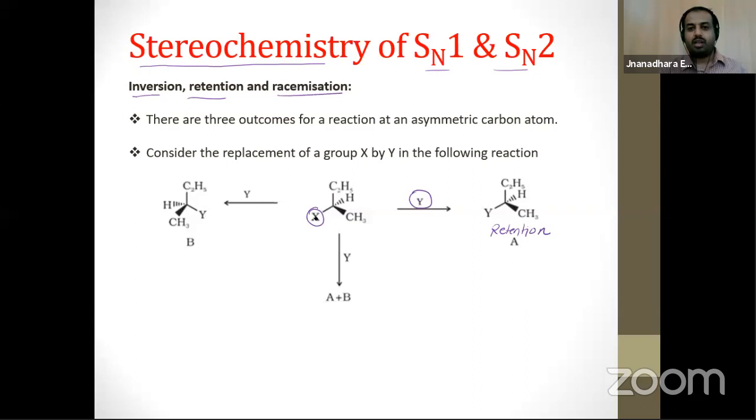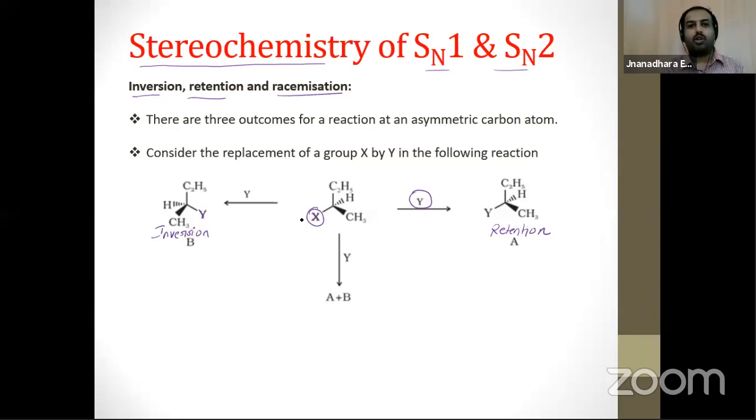Nucleophile Y takes the same place as X relative to the other three. Whereas look at the other option, compound B. Nucleophile Y takes a position opposite to that of B. So this is inversion, reverse inversion.